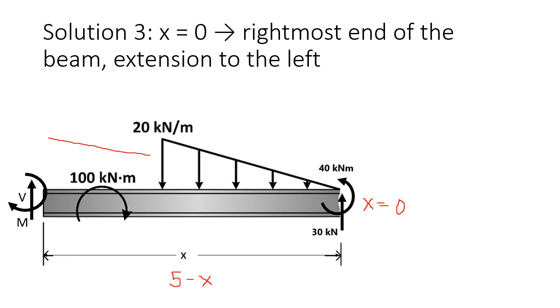Now, if you do this solution, you would need the values for the reactions at the supports, 30 kilonewton and 40 kilonewton meter. Of course, for this problem, it would be a tedious solution. The other two solutions that I showed you would be easier. But I did this solution just so you could see how you go about extending the load to the leftmost end. Okay? So how do you extend the load to the leftmost end?